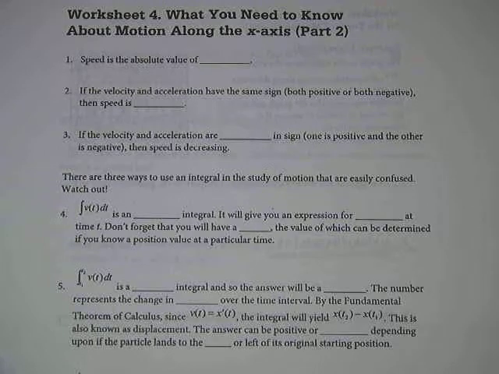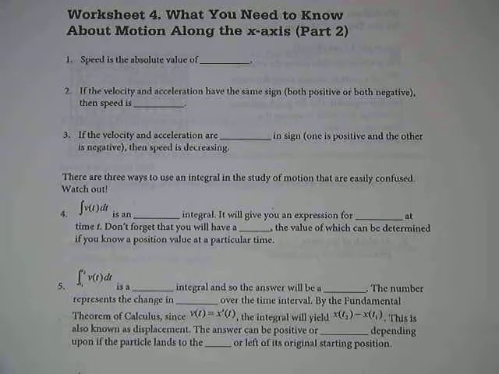Okay, the next part here, worksheet 4. We know that speed is the absolute value of the velocity. We just did on the last part here, that if velocity and acceleration have the same sign, speed is increasing. If velocity and acceleration are opposite in sign, then the speed is decreasing.